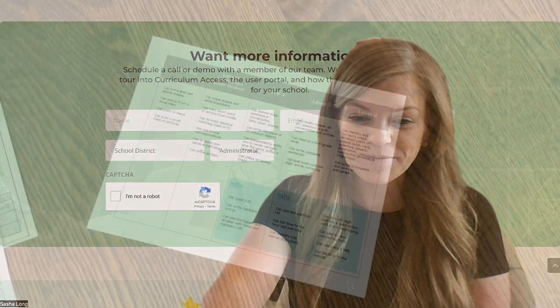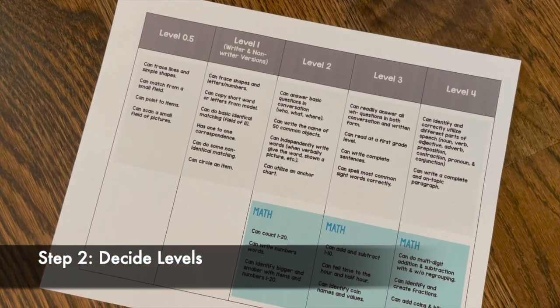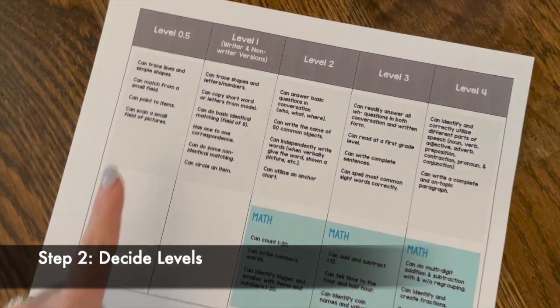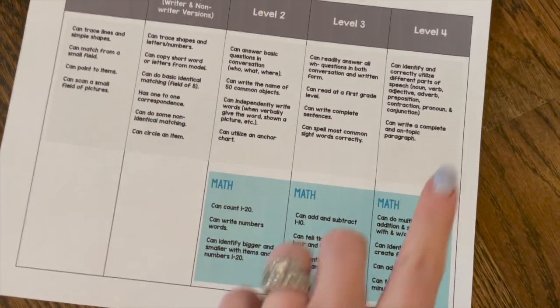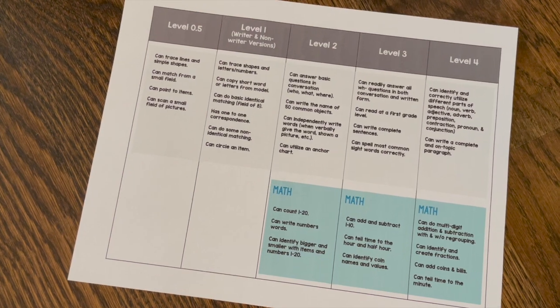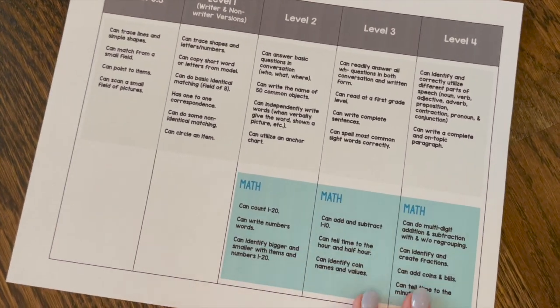scheduling a demo. Step 2 for getting started with the Autism Helper curriculum is figuring out which level to use for each of your students. We have the skills matrix that shows the skills and prerequisites needed for every level in language arts, which will cover all of the language categories, language arts, literacy, science and social studies, and then for our math subjects.